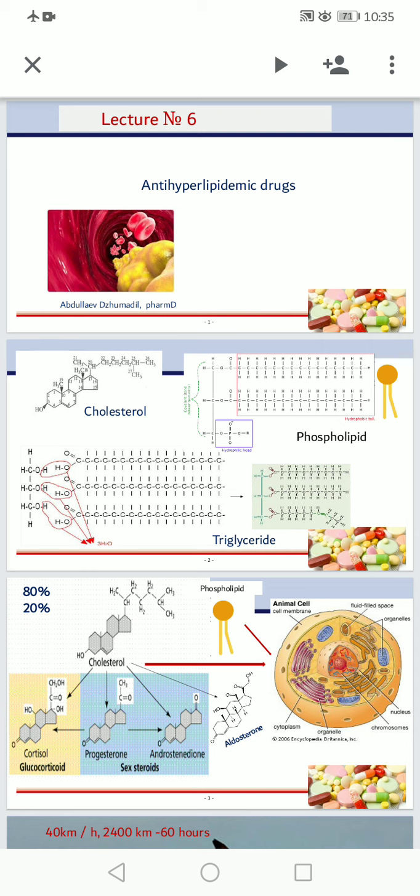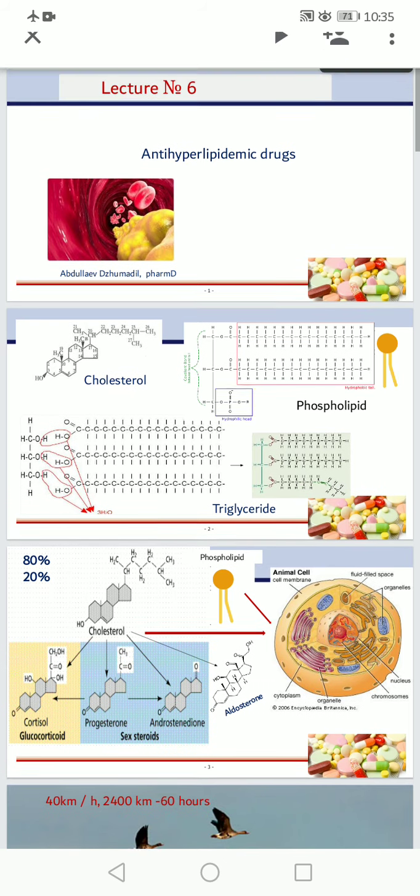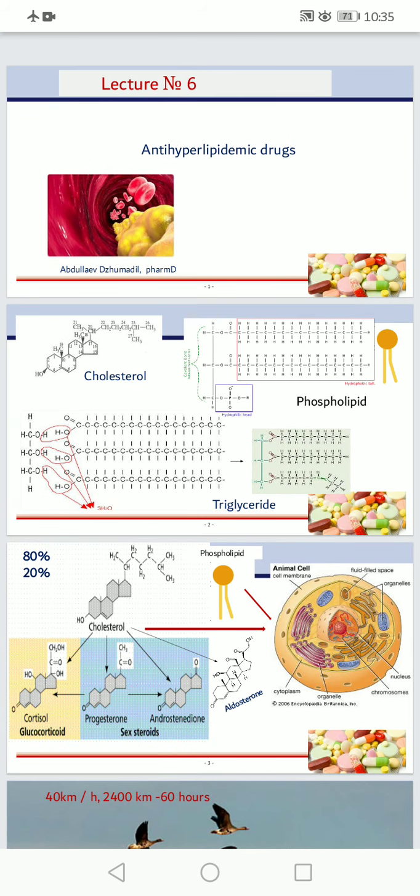First of all, I will define what antihyperlipidemic drugs are. These are agents that reduce blood levels of lipids, cholesterol or triglycerides, thereby reducing the progression of atherosclerosis. This is the definition of antihyperlipidemic drugs, and now, what is the classification of these drugs?